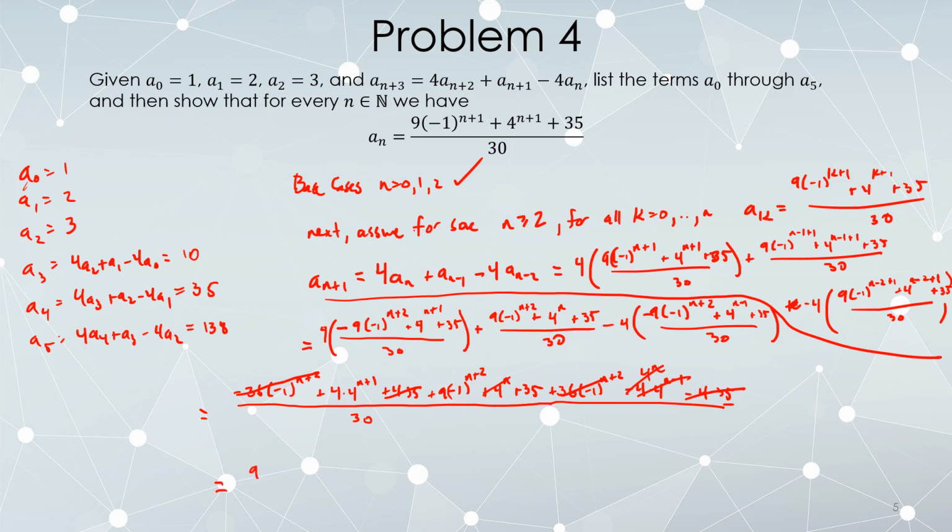we have 9 times negative 1 to the n plus 2. We have 4 to the n plus 2. This term here didn't cancel out, and I'm going to absorb this single power of 4 in there now. And we have a plus 35. And that is exactly what we wanted. Negative 1 to the n plus 1 plus 1, 4 to the n plus 1 plus 1, 35 hanging off by itself, all over 30.